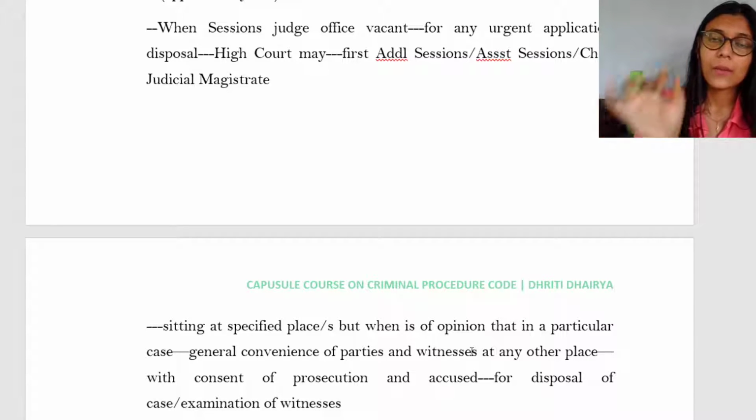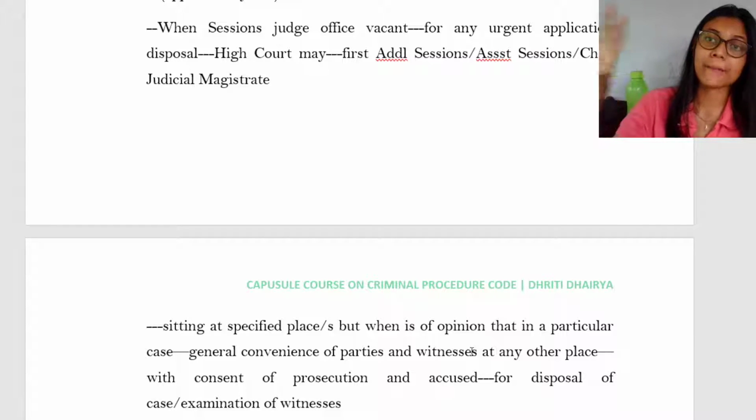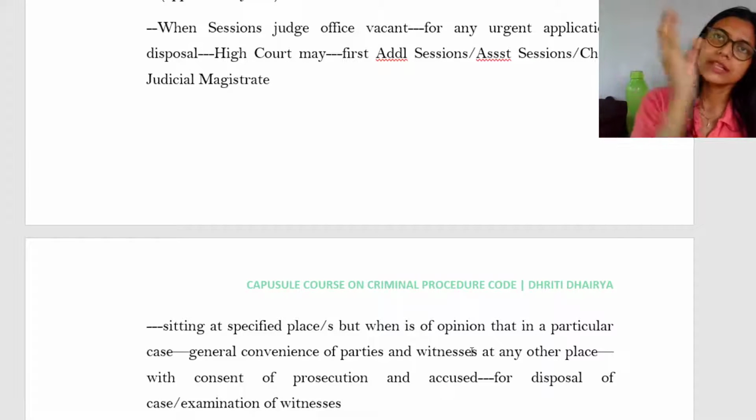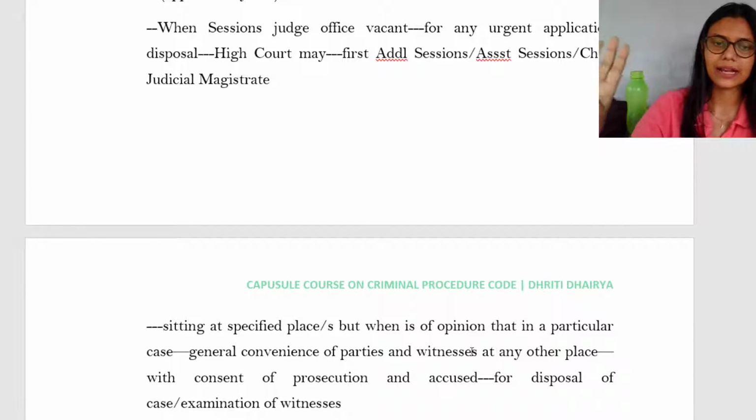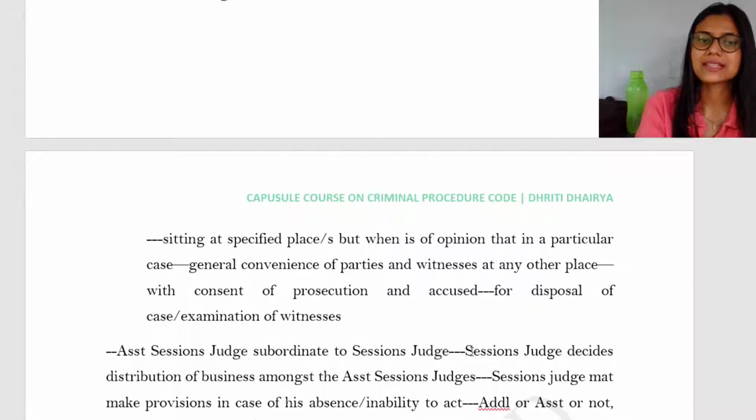However, whenever the court is of the opinion that for a particular case, and for the general convenience of the parties and witnesses, etc., they'll take the consent of both the parties and decide that, okay, for disposal of this particular case, or only for examination of a particular witness, etc., the sessions court will be sitting in another place. This can also be done. Then, as I had already said, the assistant sessions judge is subordinate to the sessions judge.